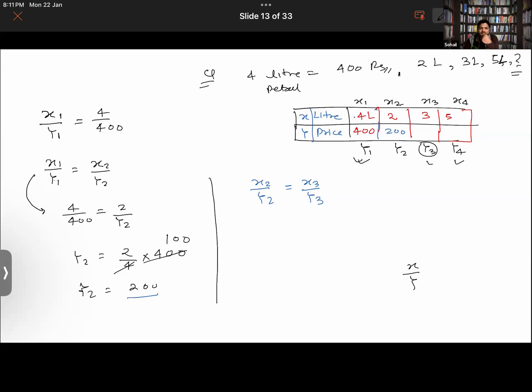For 4 liters of petrol, the price is 400, and for 2 it is 200, and what will be for 3? Exactly, that's what we are required to find. What will be the price for 3 liters and for 5 liters? Okay, take your time. So guys, x upon y, we have been getting a constant value as k. What is the constant value? We are getting k.